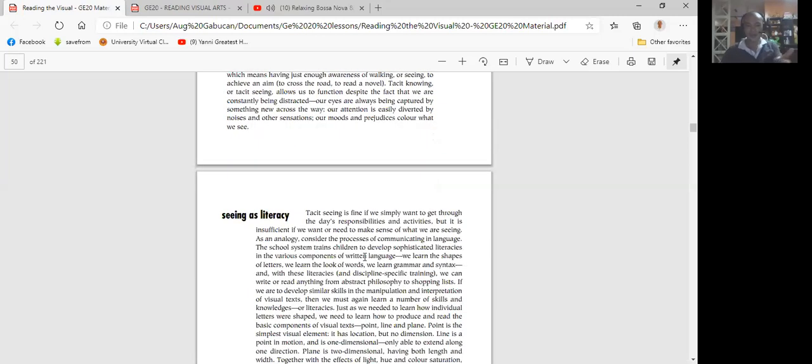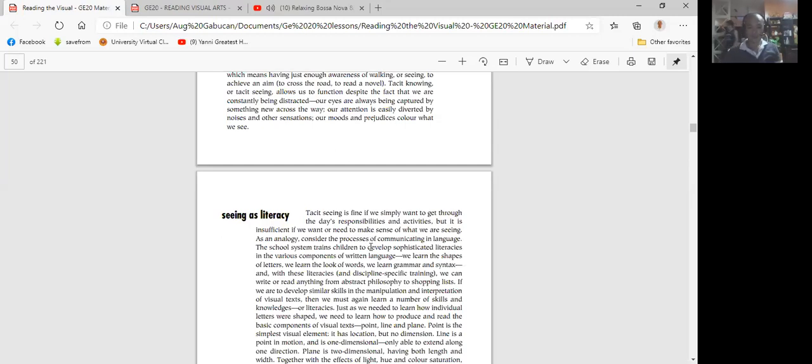On the other hand, seeing as literacy. This is a bit different from tacit seeing. Tacit seeing is fine if we simply want to get through the day's responsibilities and activities, but it is insufficient if we want or need to make sense of what we are seeing.